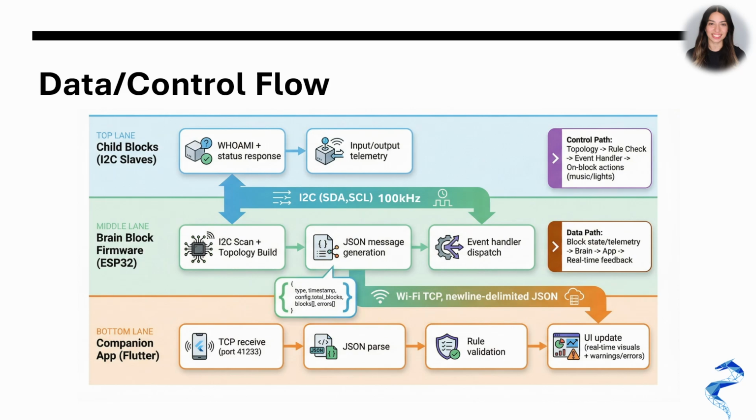In the middle lane, the brain block coordinator firmware performs 2 critical tasks. First, it handles topology inference based on the I2C scan results to determine the physical order of the blocks. Second, it manages runtime dispatch via an event handler. A vital part of this middle layer is our serialization protocol. We package the system state, including the type, timestamp, and block configuration, into a newline delimited JSON format. We chose newline framing specifically because TCP is a byte stream, not message framed, so this ensures that the application layer can reliably distinguish where one packet ends and the next begins.